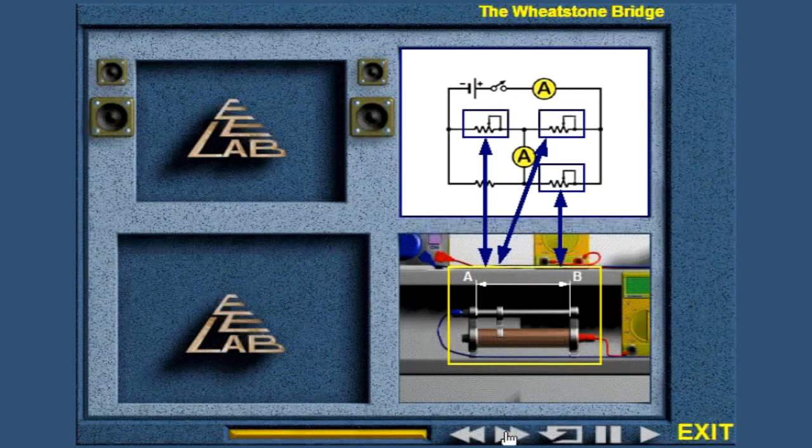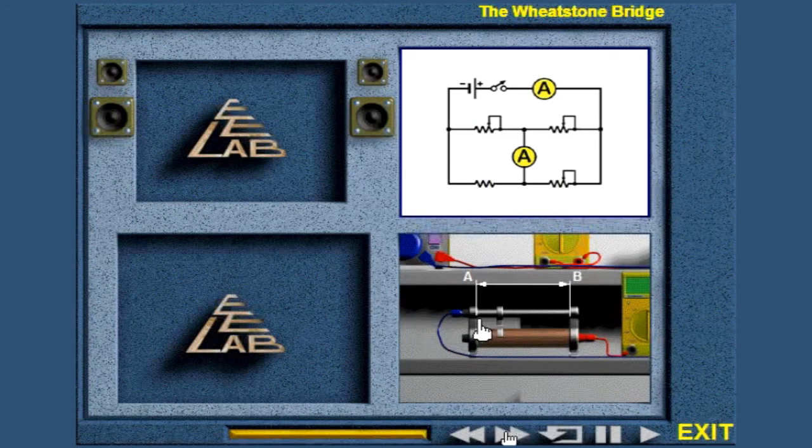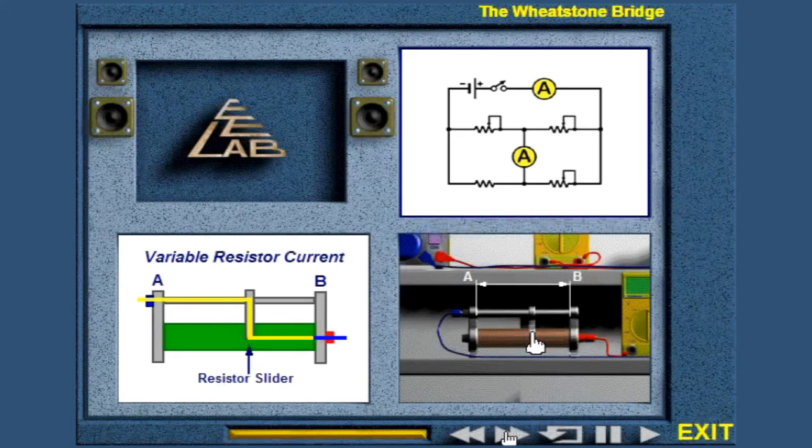To change the value of the resistance of a variable resistor, move the resistor slider between points A and B. Current flows through that part of the resistor that is between the resistor slider and point B. The remaining part of the resistor is short-circuited by the upper rail.